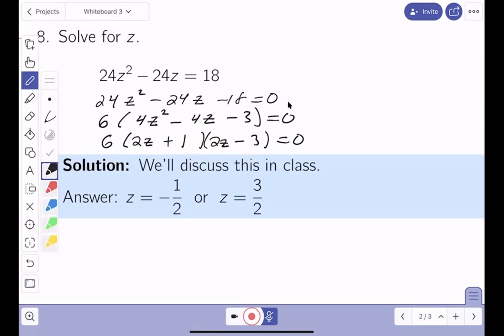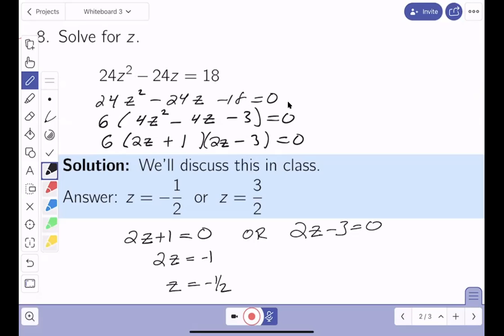Now, some students like to set 6 equal to 0. 6 is never 0, but 2z plus 1 is equal to 0. And what's the other factor that could be 0? 2z minus 3 is equal to 0. Let's solve this. What do you get? 2z equals minus 1, or z equals minus 1/2. Or, well, this is going to be 2z equals 3, or z equals 3/2.